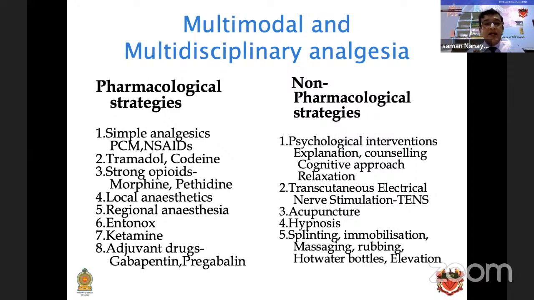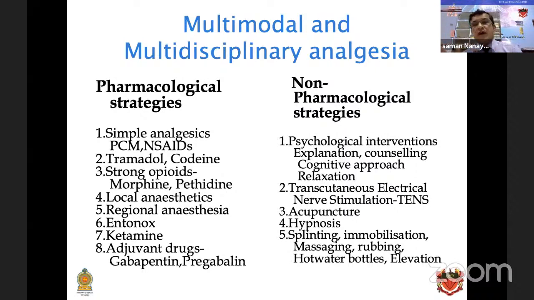So regional anesthesia, for example epidural or spinal analgesia. You can use Entonox. Entonox has 50% oxygen and 50% nitrous oxide. There are many other adjuvant drugs like gabapentin and pregabalin, which are generally used for chronic pain. So we are not going to talk about chronic pain in this lecture.